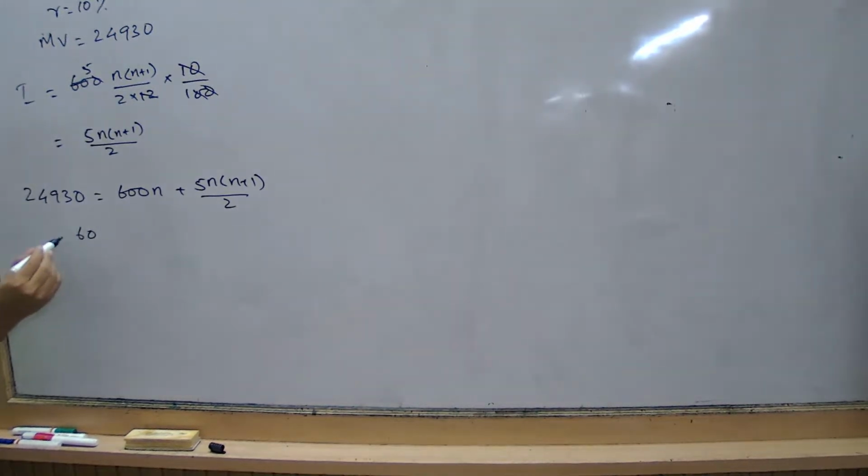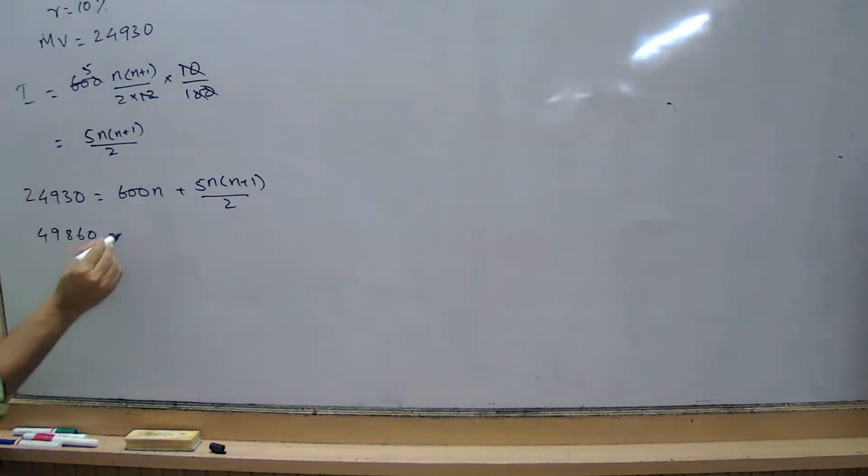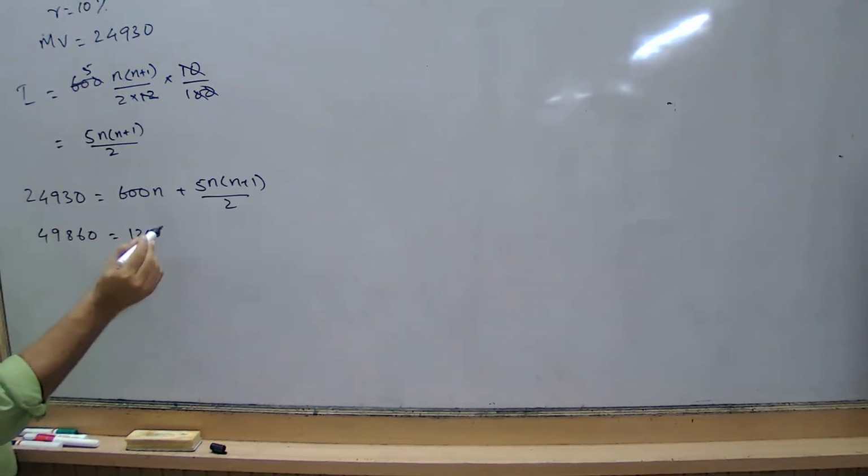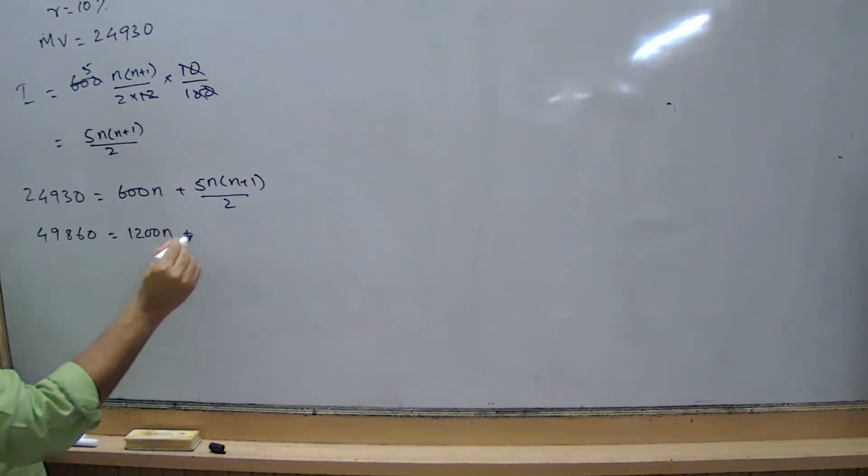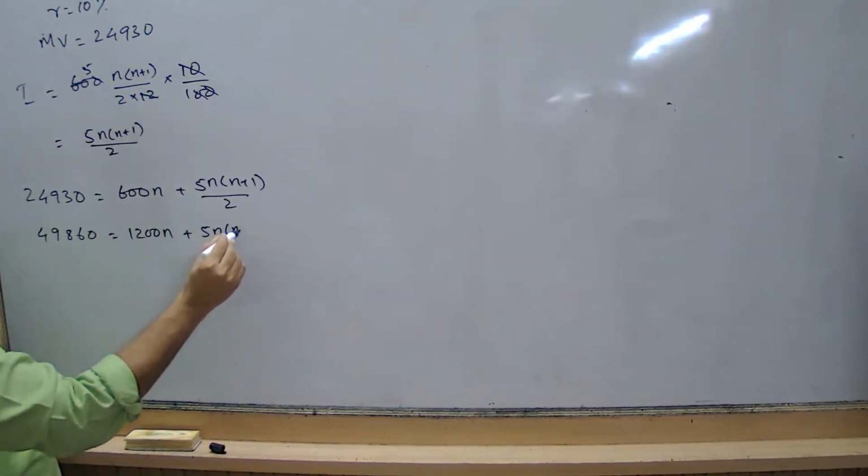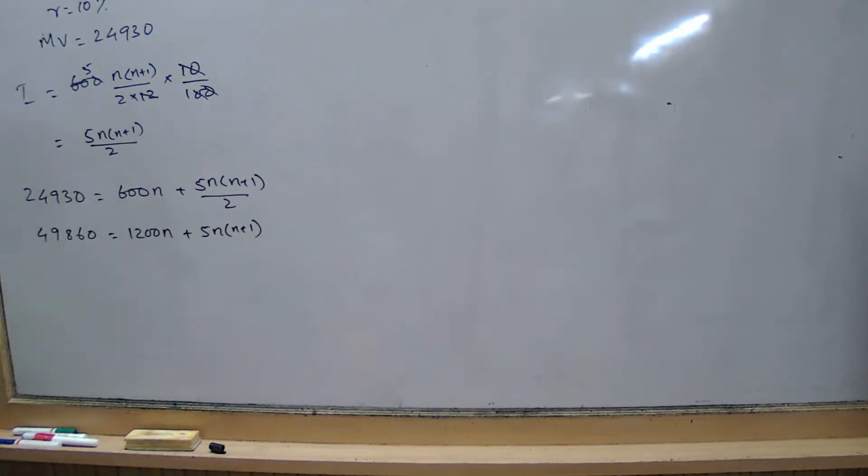9 × 4 is equal to 1200n plus 5n plus 1. This much all of you followed?